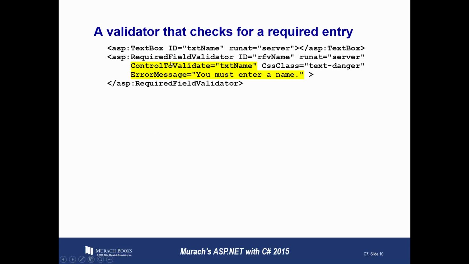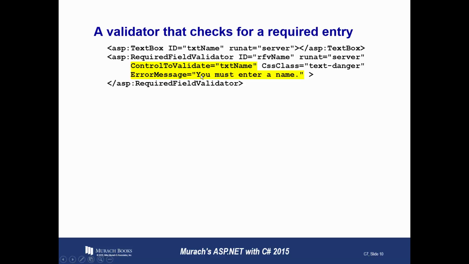Okay, we went over the control to validate for the required entry. We went over the error message, so you've seen that already. This is a required field validator. Again, I don't like those kind of names, RFV for required field validator. If you like them, use them. I used required field validator name is what I would name this one. Of course, we need the ID and the runat because that shows that they are server-side controls. For the required entry, you need the control to validate.